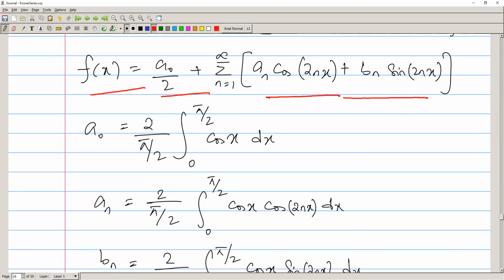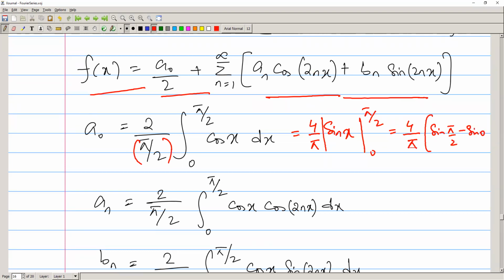Then a0 is equal to 2 over L, where L is pi over 2, integral from 0 to pi over 2 of cos x dx. All right, so this will be sine x from 0 to pi over 2, and it will be 4 over pi times sine pi over 2 minus sine 0. So we will be left with only 4 over pi, because sine pi over 2 is 1 and sine 0 is 0.